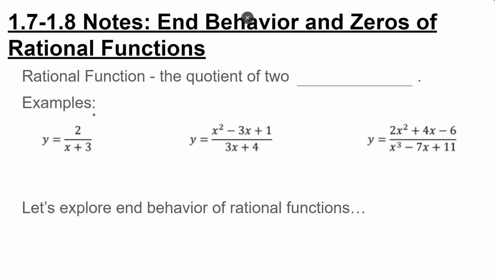So, today we're going to talk about end behavior and zeros of rational functions. A rational function is the quotient of two polynomials, or it could be a monomial there as well. What does that word quotient mean? It's division, which can be presented as a fraction, right?